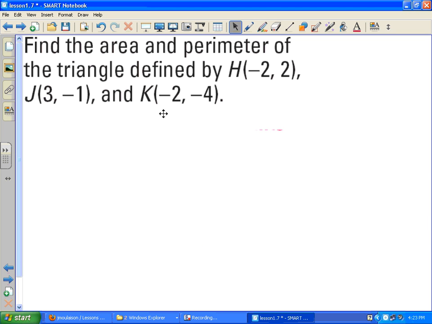Find the area and perimeter of the triangle defined by those 3 points. You should begin by plotting the points in a coordinate plane. Sketch the triangle. You can pause this presentation and then resume the presentation to check your answer.